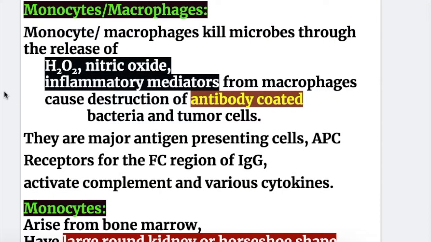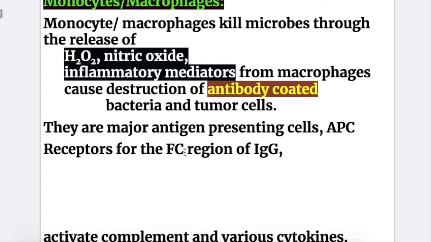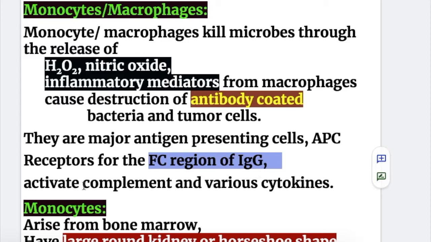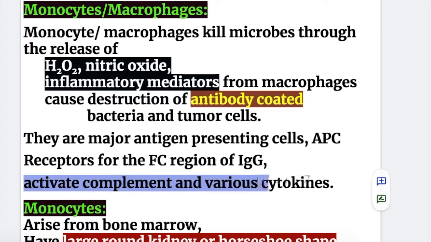Now, monocytes and macrophages. Common features of monocytes and macrophages are that they kill the microbes through the release of hydrogen peroxide and nitric oxide, and inflammatory mediators from macrophages cause destruction of antibody-coated bacteria and tumor cells. Monocytes and macrophages are the major antigen-presenting cells, APC, and they have receptors for the Fc regions of IgG, and they activate complement and various cytokines.